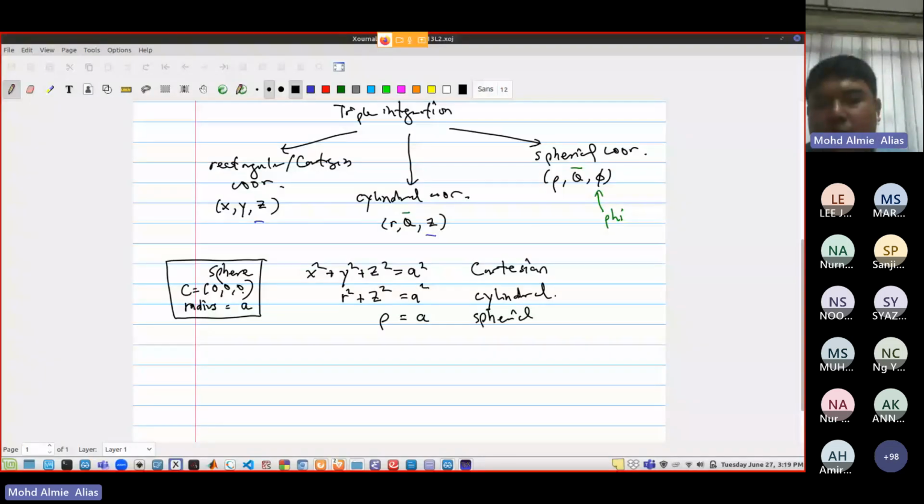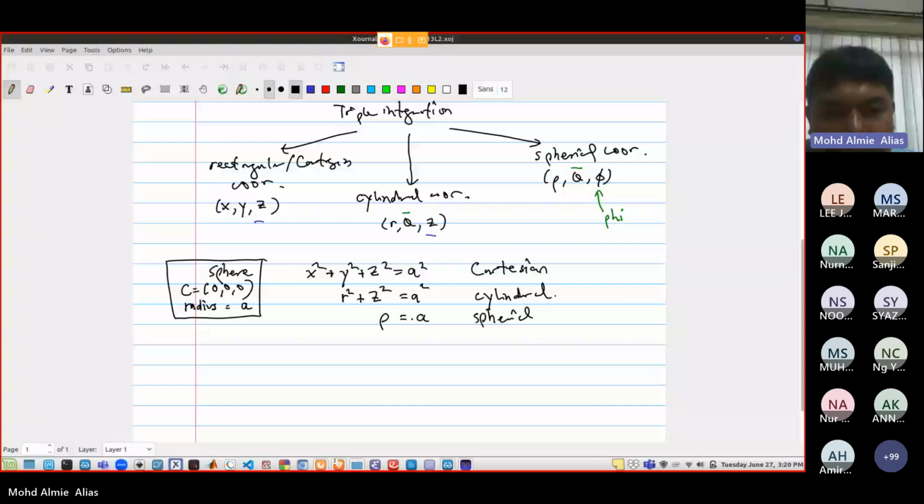And the center has 3 components because it's 3D. It's a sphere, so there are x, y, z components. Okay, for a circle, there are only two components for the origin, which is 0, 0, because a circle is a two-dimensional shape. But a sphere is 3-dimensional. That's why you have 0, 0, 0 for your center. Okay, here only rho equals a.